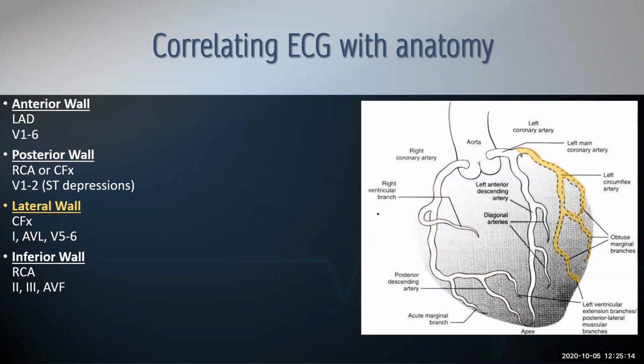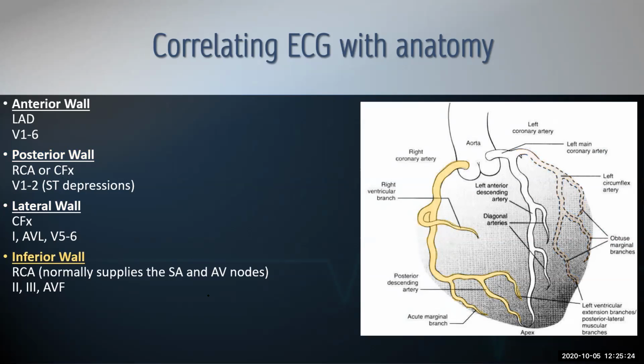The lateral wall is going to be your circumflex primarily. That's going to be 1 and aVL. That should make sense because aVL is on the left side of that arm. And then V5 through 6, we said, is more in the axillary region.